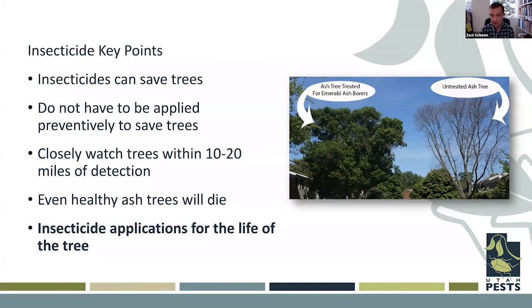Insecticides can, however, save trees as long as that tree hasn't been girdled and the infestation isn't really massive. You can save a tree with insecticides if they're used appropriately. So if we do detect emerald ash borer in the state of Utah, you want to watch all the trees in the nearby area. And it's important to note too that even if you have a healthy tree, if it does become infested, there's still an opportunity for that tree to die. So keeping the tree as healthy as possible will help to prevent an infestation from occurring. But if it is infested, keeping the tree healthy at that point might not be that useful.